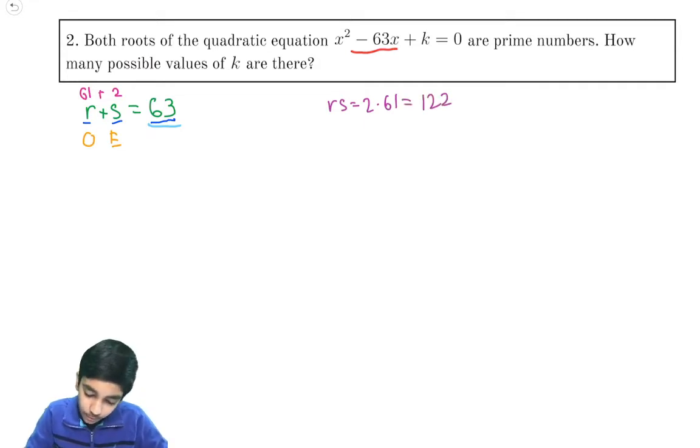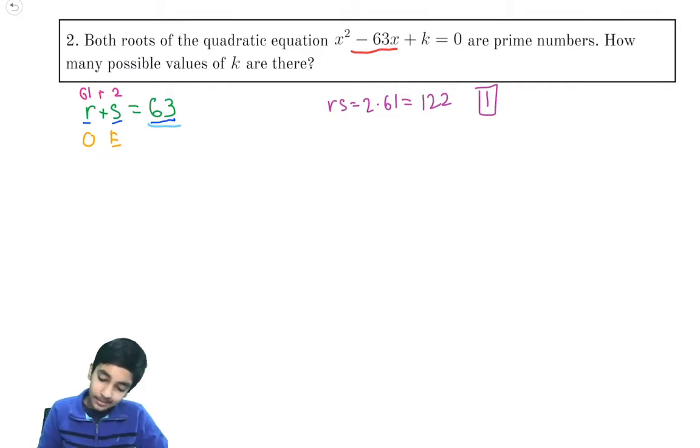So overall, there's only one possible value of k. And that's the answer for this problem. And now we're done with another problem.